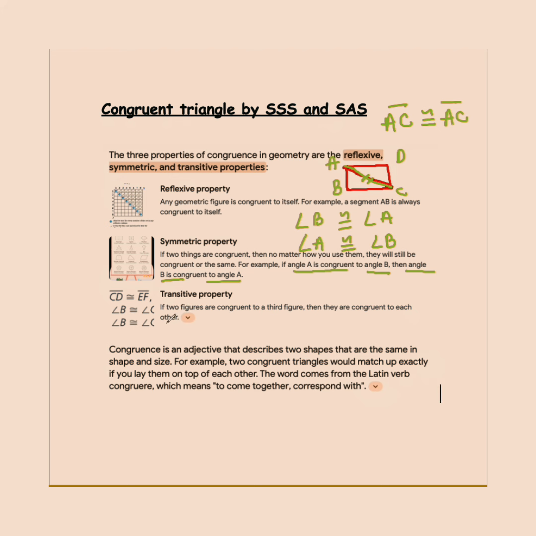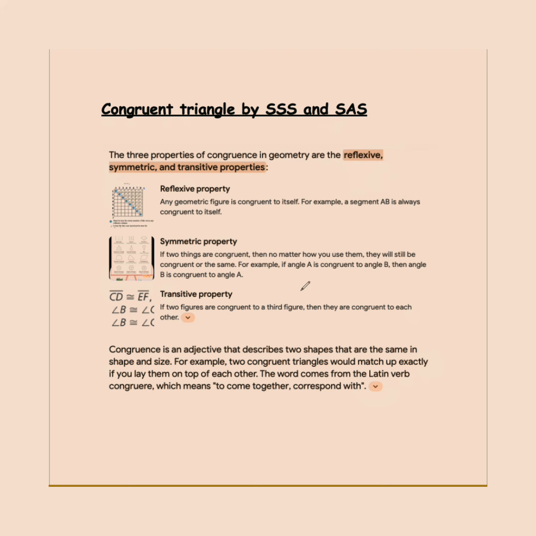And transitive property: if two figures are congruent to a third figure, then they are congruent to each other. So if angle B is congruent to angle C and angle C is congruent to angle A, then angle B will be congruent to angle A as well. So that would be your transitive property.